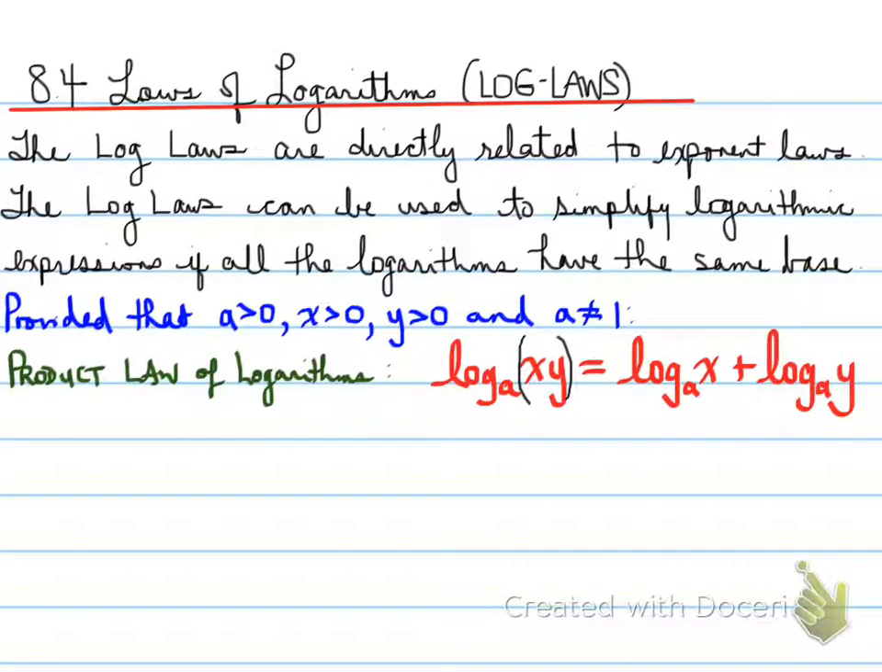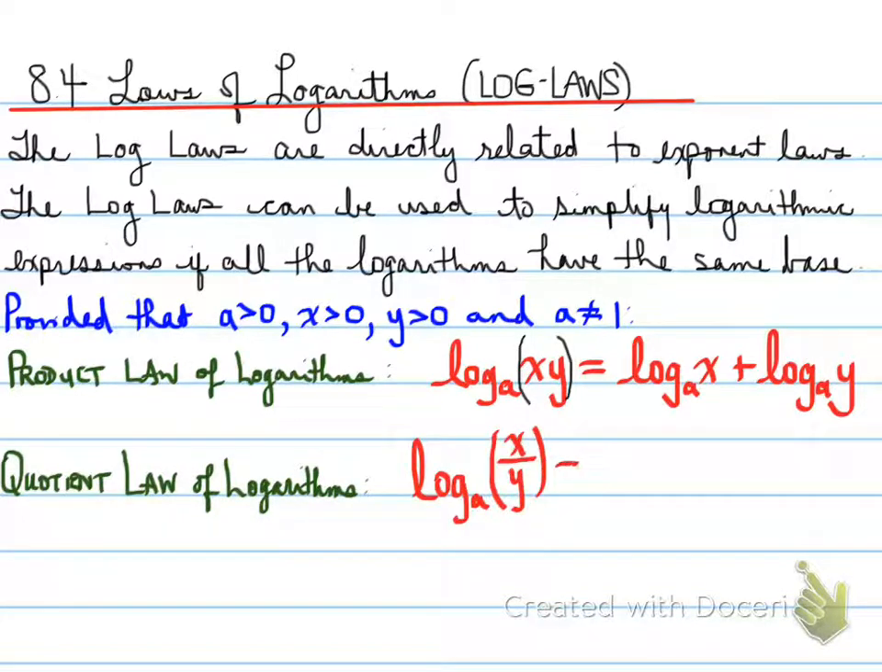So the product of two powers is equal to the base with the sum of the exponents. So that's what the product law of logarithms looks like. The quotient law of logarithms looks like the following. If I have the log of a quotient, that equals the difference of the individual logs. So the log of the numerator minus the log of the denominator.